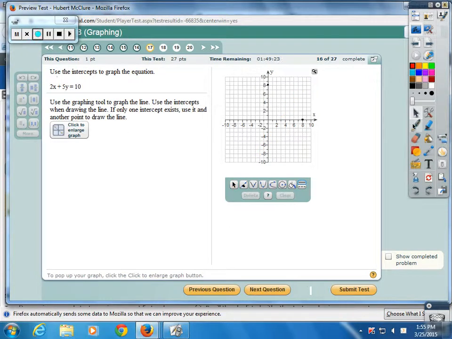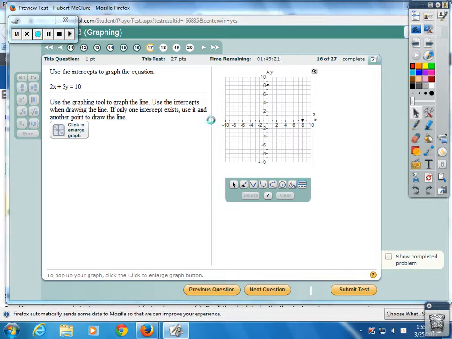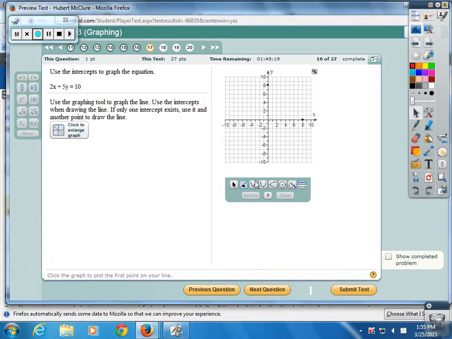Use the intercepts again. So, let's see, plug in 0 for y, you get 5. So it'd be 0, 5. And then 0 for x, you get 2. Next.